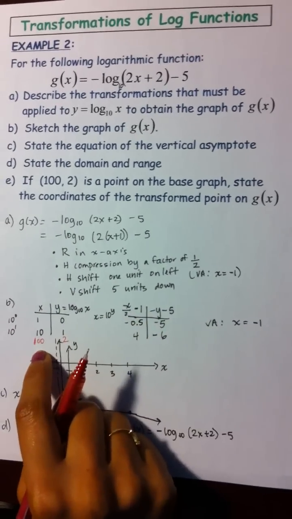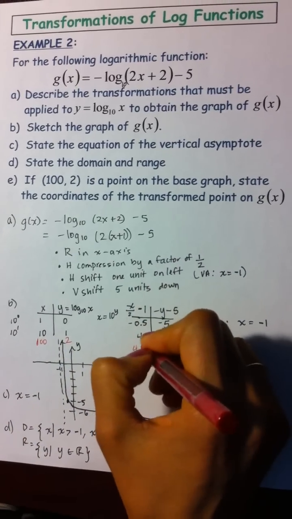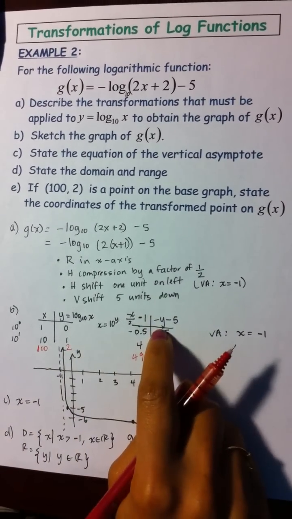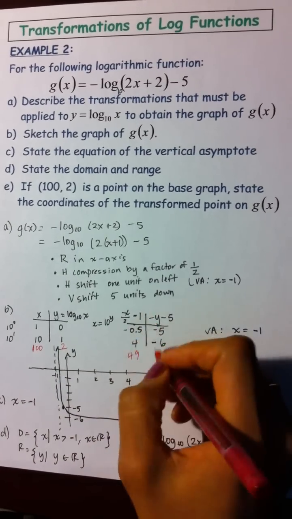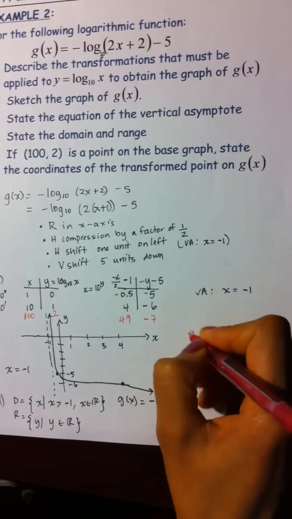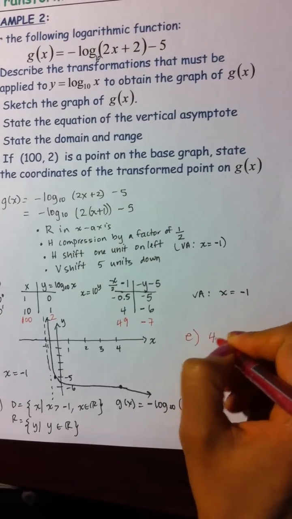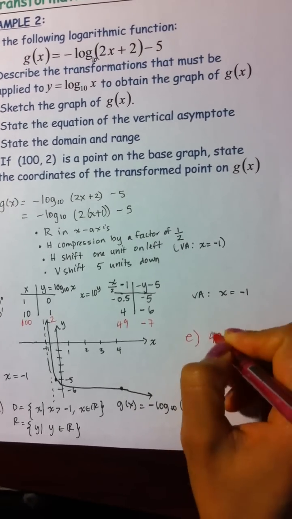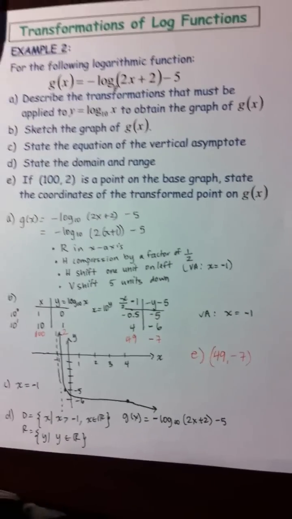So 100 divided by 2 is 50, minus 1 is 49. And I have 2 times negative 1 is negative 2, minus 5 is negative 7. So my new transformed point, I'm just going to do part E there, is going to be (49, negative 7). Alright, and that concludes example 2.